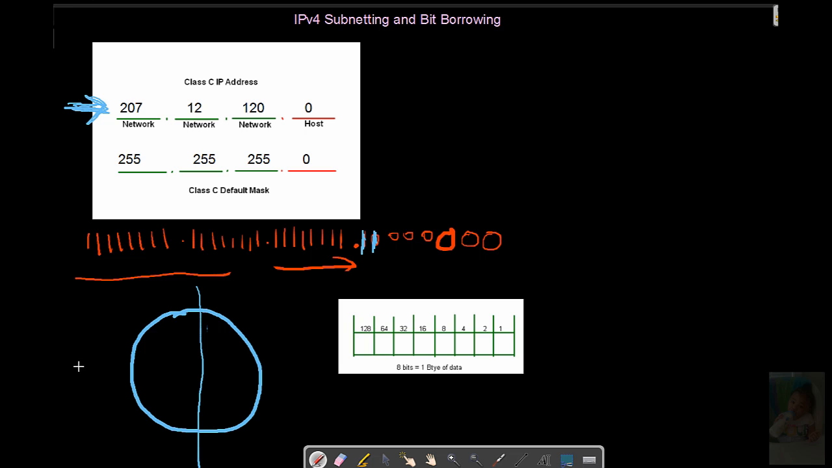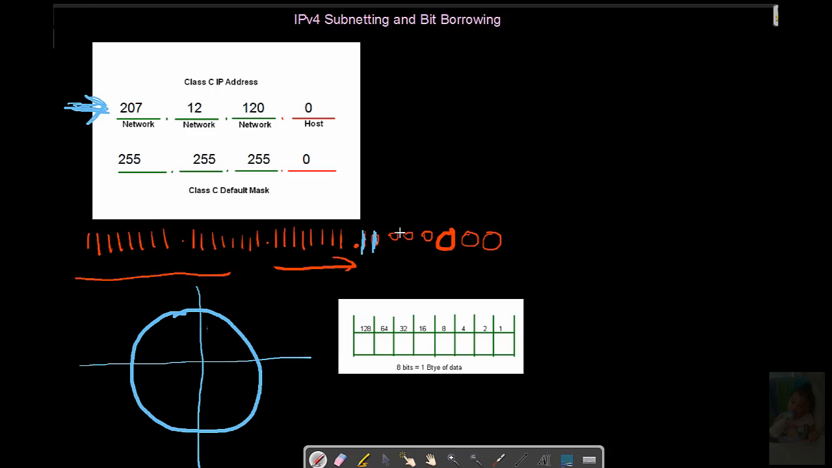Enable this next bit right here. We double our networks. Instead of 2 networks, we now have 4 networks. So we're going from dot 0 to 63, dot 64 to 127, dot 128 to 191, dot 192 to 255. We have 4 networks we have created. They're smaller in size, less hosts. Every time we borrow this way, networks increase, but our hosts decrease. Okay?